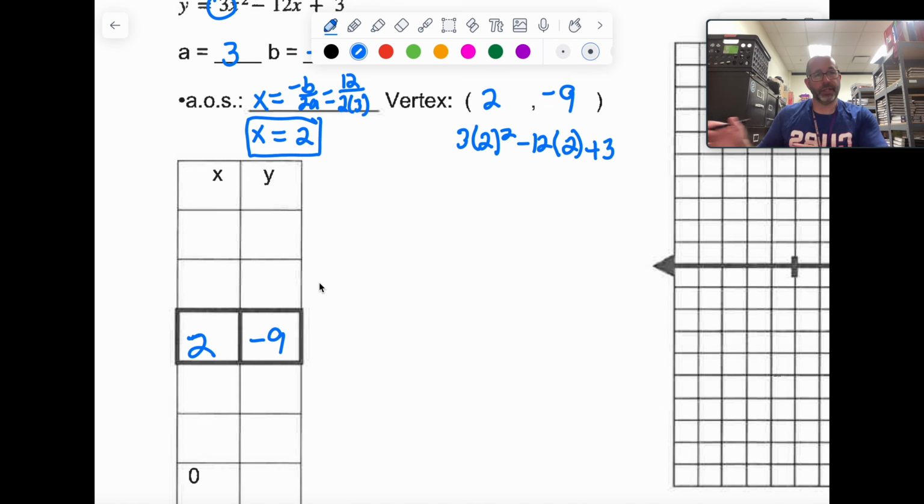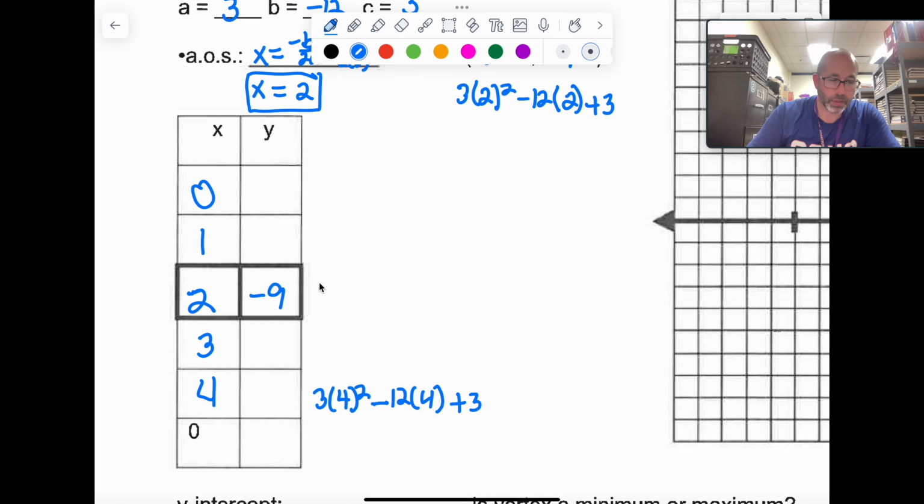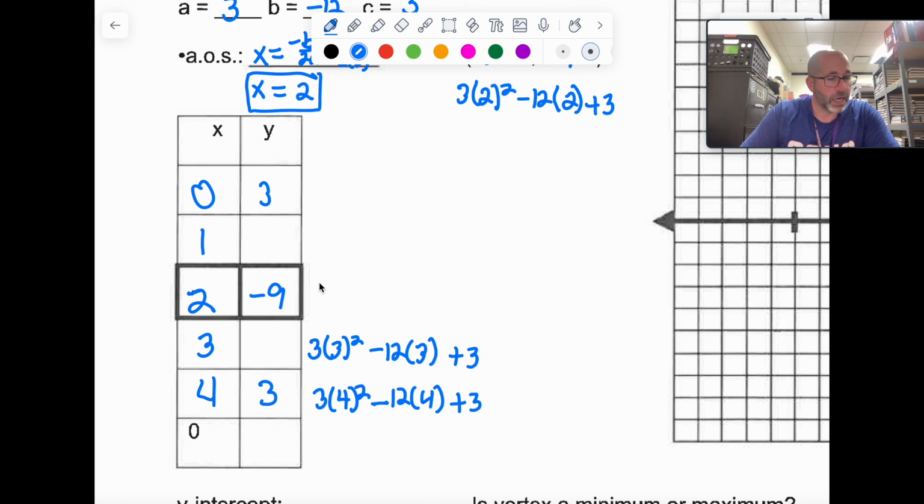Go 2 to the left and 2 to the right. So that's going to be a 1 and a 0, and then a 3 and a 4. All right, we're going to put those values into our function. So we're going to have 3 times 4 squared minus 12 times 4 plus 3. Throw that in our calculator, we get a 3. And that means this is 3 up here. We're going to use a 3 now, so 3 times 3 squared minus 12 times 3 plus 3. Throw that into our calculator, we're going to get a negative 6. And that means that this is a negative 6.